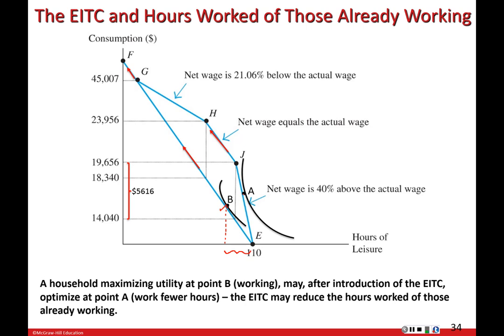And at point A, you can see that the worker chooses to consume more leisure, work less. So you have this odd result that the EITC program may cause those not working to begin to work, but it may reduce the hours worked of those already working. Right? So that's a possibility with the EITC program. That's what microtheory tells us.